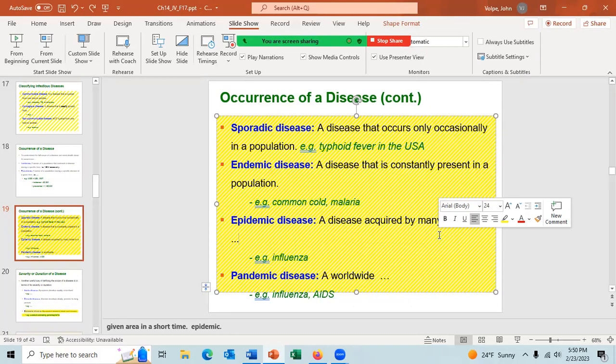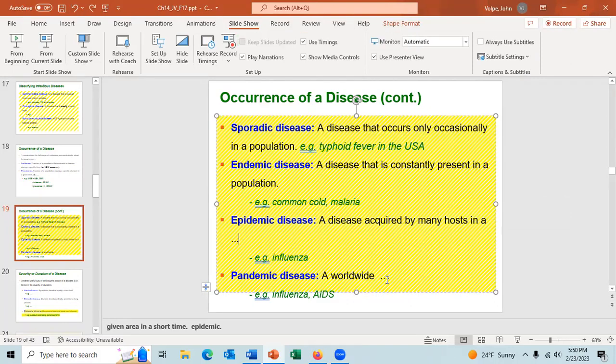A pandemic is an epidemic that is spread worldwide. So if ever it goes beyond more than one continent, we start calling it a pandemic. Like COVID-19, the world is in the COVID-19 pandemic. Any questions about any of that?